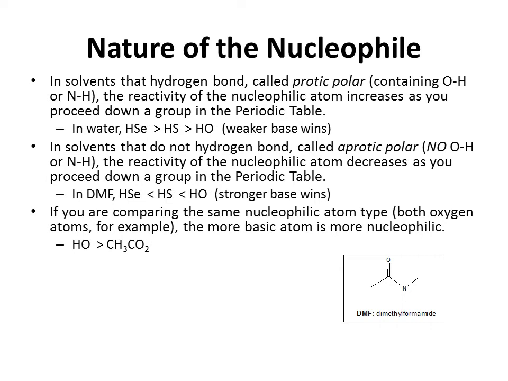If you're comparing the same nucleophilic atom type, say they're both oxygen atoms, the more basic atom is the more nucleophilic atom. So for example, if you're looking at hydroxide, that's more basic than acetate ion. Thus, hydroxide is also more nucleophilic than acetate. Acetate's less basic because of resonance stabilizing the negative charge, which will also make it less nucleophilic.